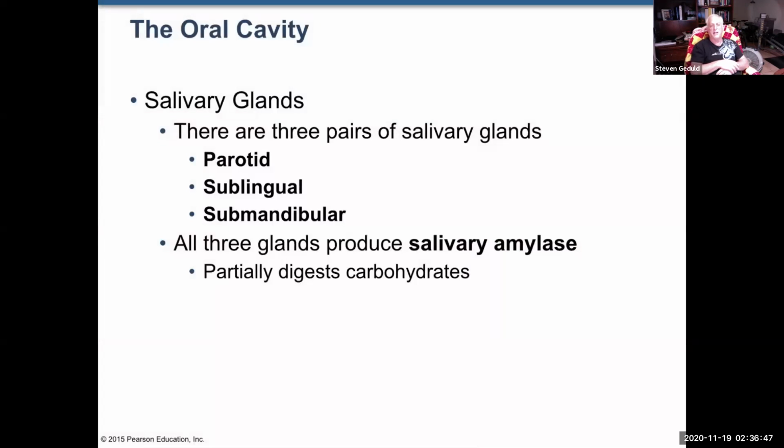All right, salivary glands. There's three pairs of salivary glands in the oral cavity. There's the parotid gland, the sublingual, and the submandibular. Okay. All three produce salivary amylase, which is an enzyme that starts to digest carbohydrates, starts to break them down. So that's the first step of the digestive process, when food enters the mouth.